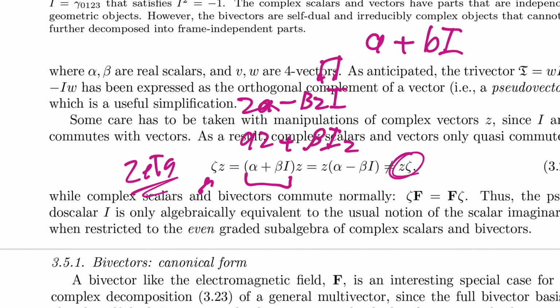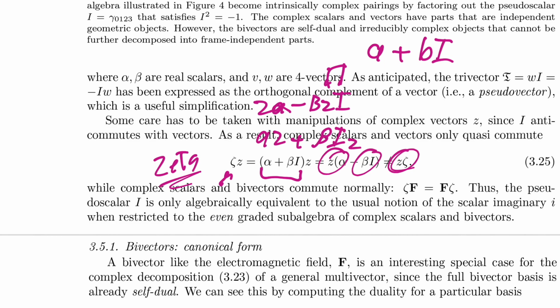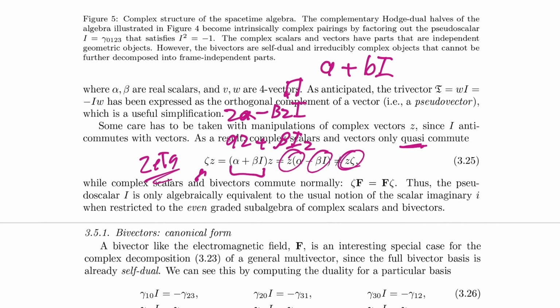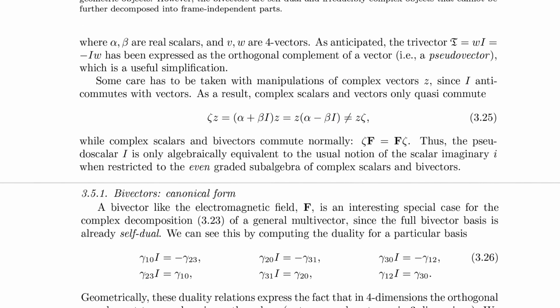So that's not the same thing as z zeta. Because of that, half of it commutes, but the other half doesn't, so they call it quasi-commute. I would just say they don't commute, but I guess there's some value in understanding this quasi-commutation. While complex scalars and bivectors commute normally. If z was a bivector F, it would commute with I.